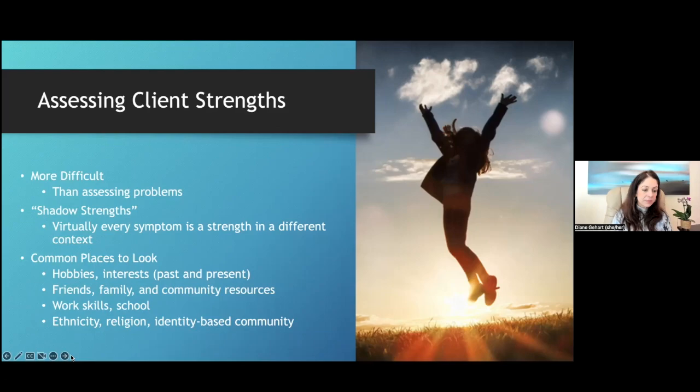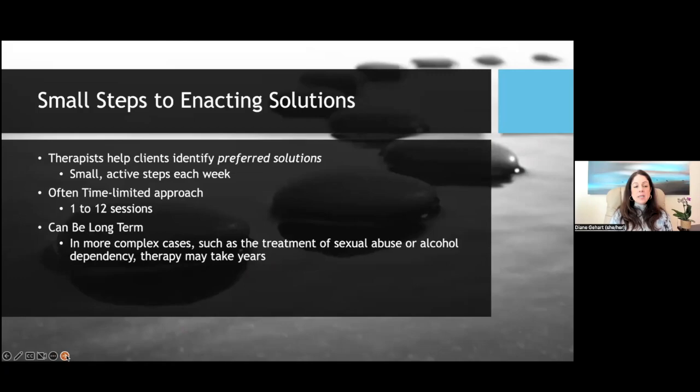So let's take a quick look at the overview of treatment. In a nutshell, it is small steps to enacting solutions, okay? Emphasis on the enacting part. So the main thing you're going to do, even if you're talking about problems, is move in the direction of talking about preferred solutions, okay?